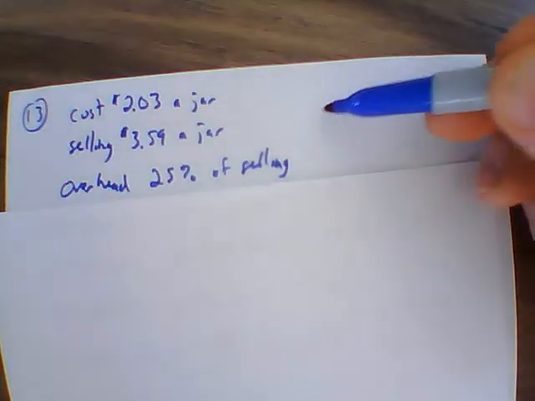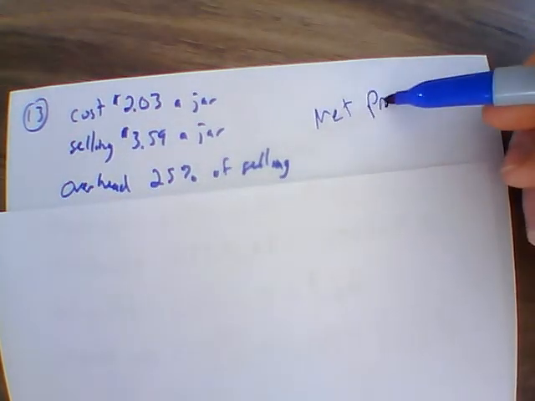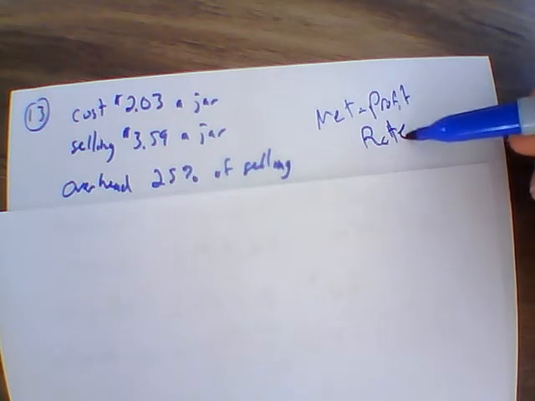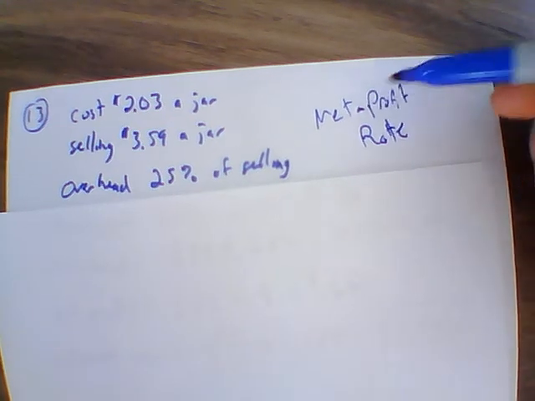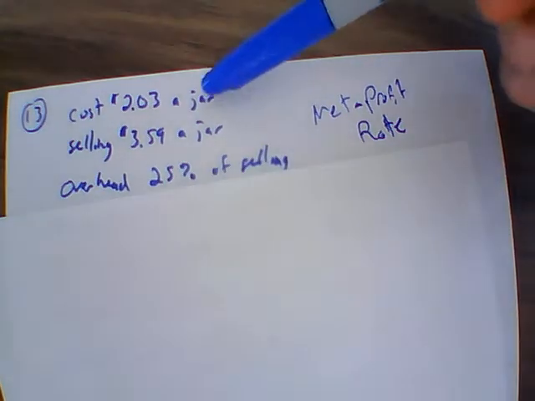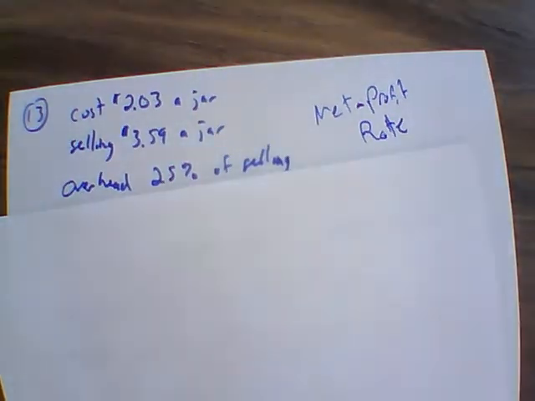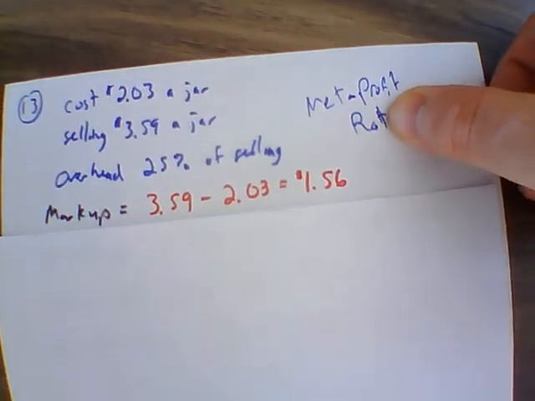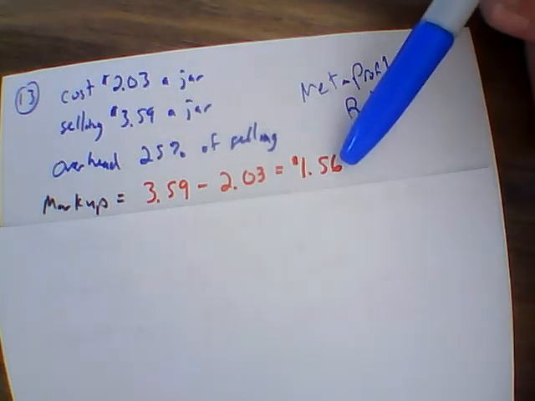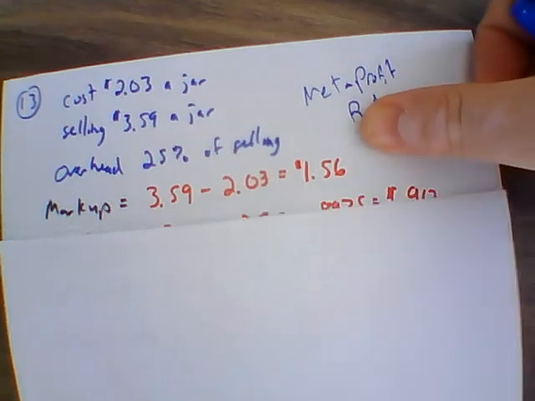So we want that net profit rate. We want to know what this percent is that we're actually seeing profit on this jar of apple butter. We're going to find that markup first. For markup, we're going to take our selling minus cost. We see our markup is $1.56.